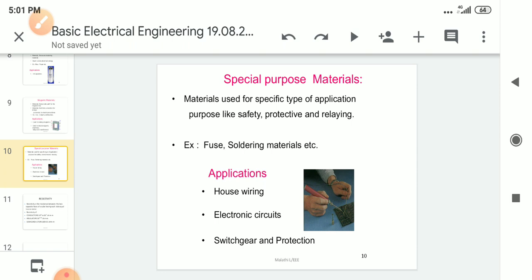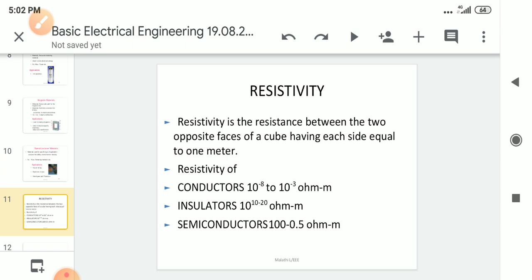Let's see examples for this. Tin, lead, zinc chloride, varnish, silver. These are some special purpose materials. Applications are soldering, integrations, varnishing, fuses, and circuit breakers used in switchgear and protection, like that. So, depending upon the atomic structure, these materials are classified as conducting, semiconducting, and insulating materials.